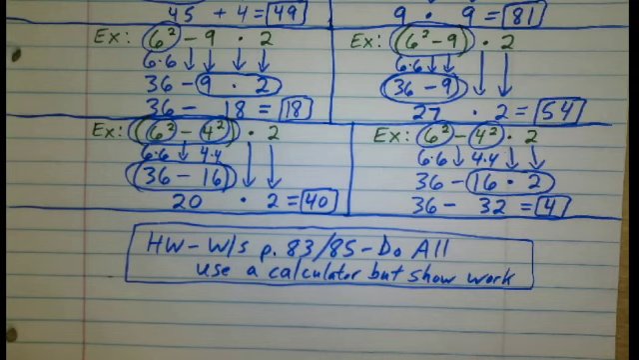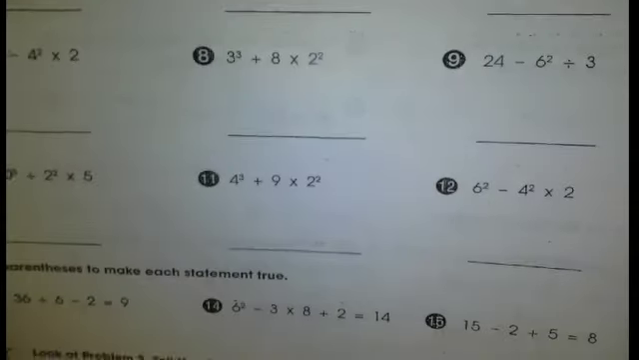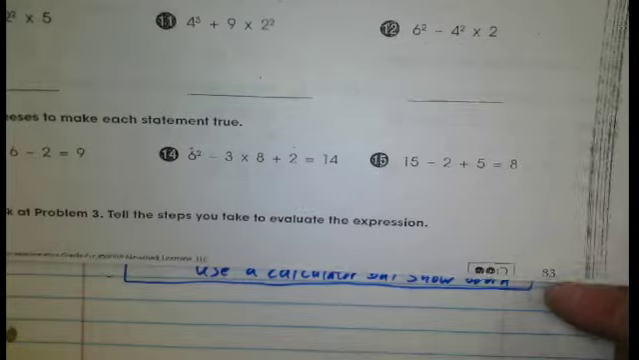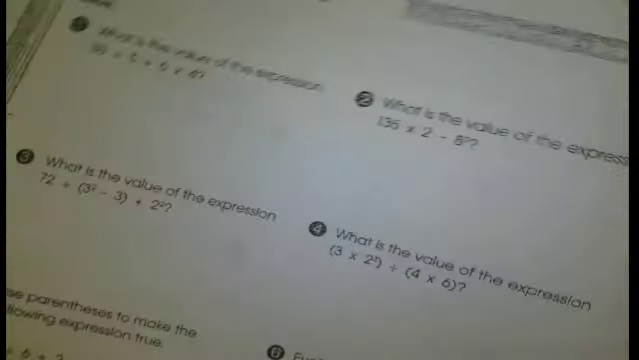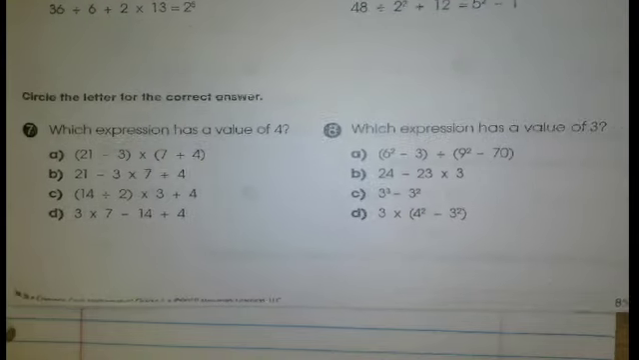So what does that page look like? It's the next page in your packet. It says PEMDAS at the top. You've got your problems here. All 15 of these. This is page 83, and then when you turn to the back of it, there are 8 problems on the back, and this is page 85, and that's what you're going to work on.